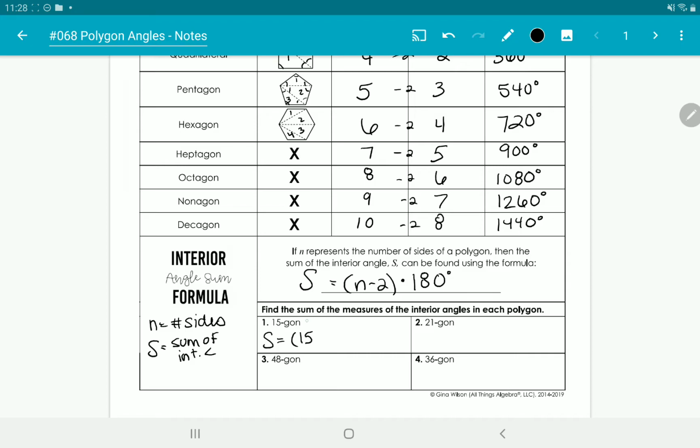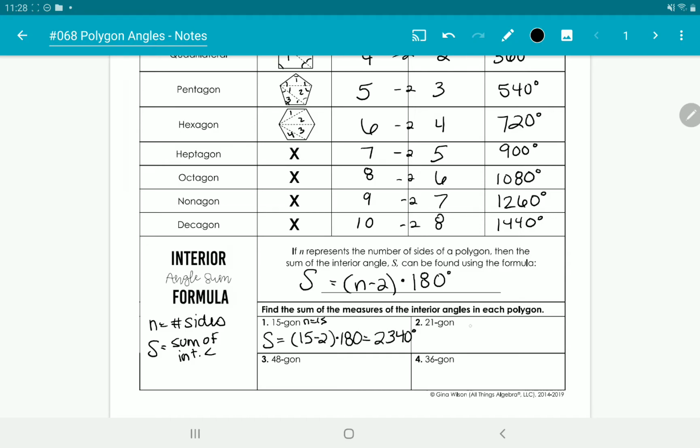So we have 15 sides, so we can put n equals 15 here. We're going to do n minus 2, so 15 minus 2 times 180. If we added together all of the angles in a 15-gon, 13 times 180 would give us 2,340 degrees. I will show you number 2.